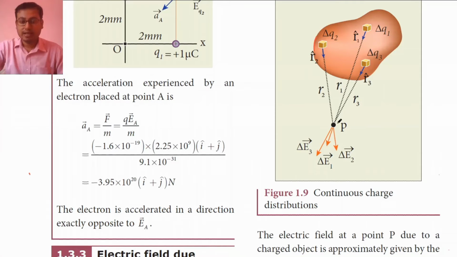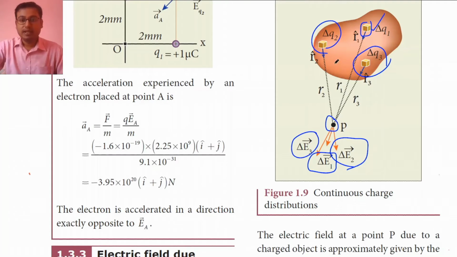So electric field at point P, this arbitrary point P, because of the charge del q1 is equal to del E1, delta vector E1. Likewise, electric field at point P because of this particle del q2 is equal to del E2, and likewise for del q3 is del E3. Here R1 is the distance from delta q1 to point P, R2 is the distance from del q2 to point P, likewise R3 is the distance from del q3 to point P.